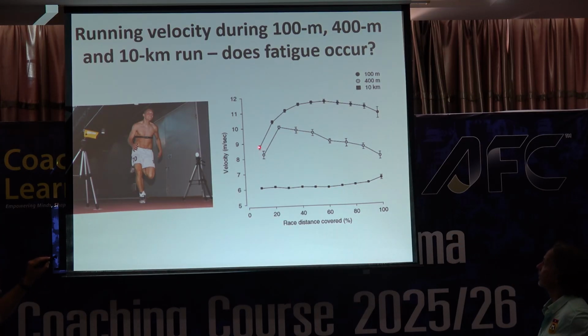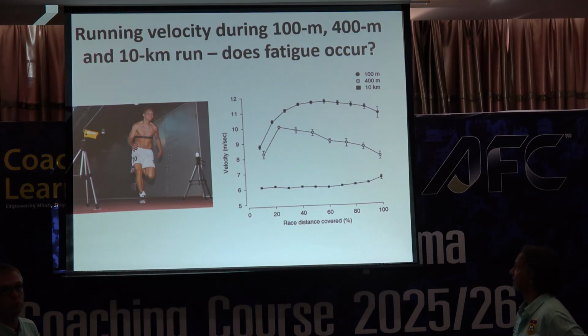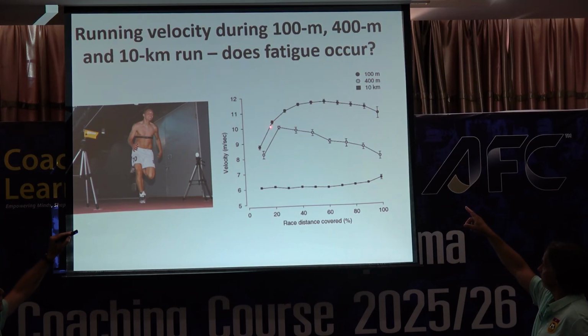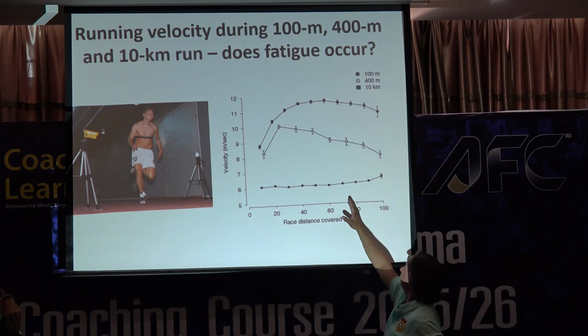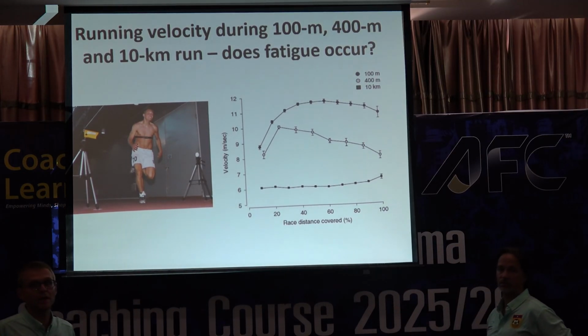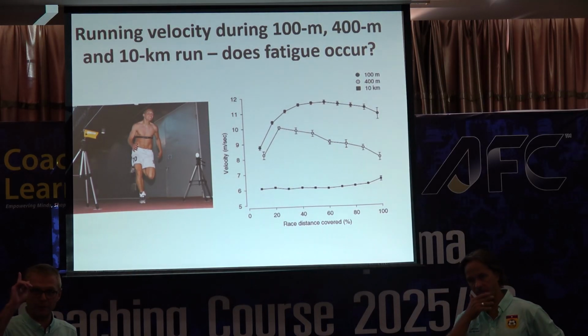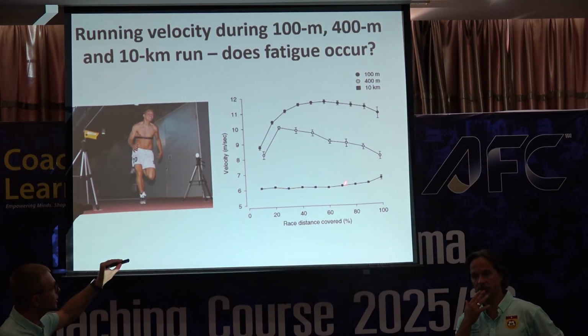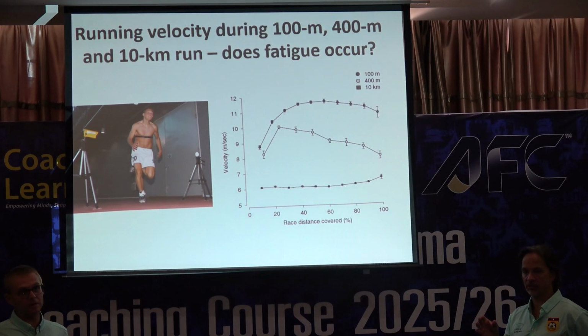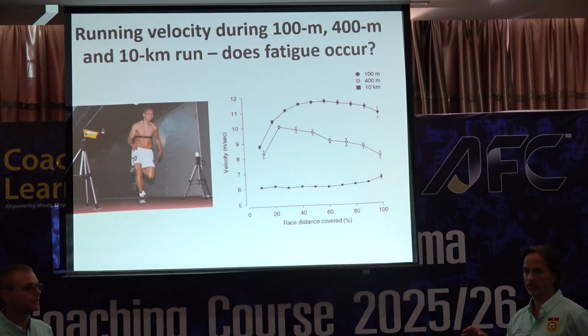So you can see that he is accelerating, reaching top speed. From this point, around 70% of the race, he starts to lose pace, because he's fatiguing at muscular level.